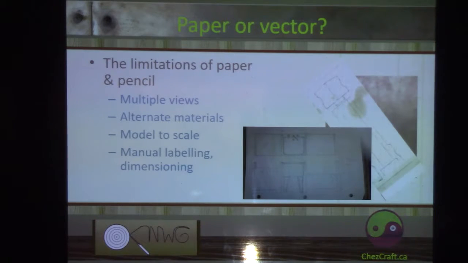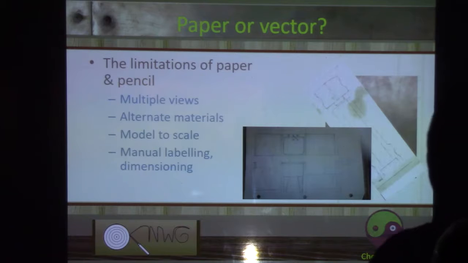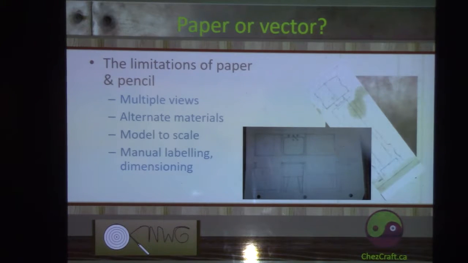Things like manually having to label and dimension all of the drawings, so those are some of the things that, from the point of view of just pencil and paper sketches, are problematic for me. And of course, mistakes. We don't make mistakes. Yeah, I know, but some of us do.